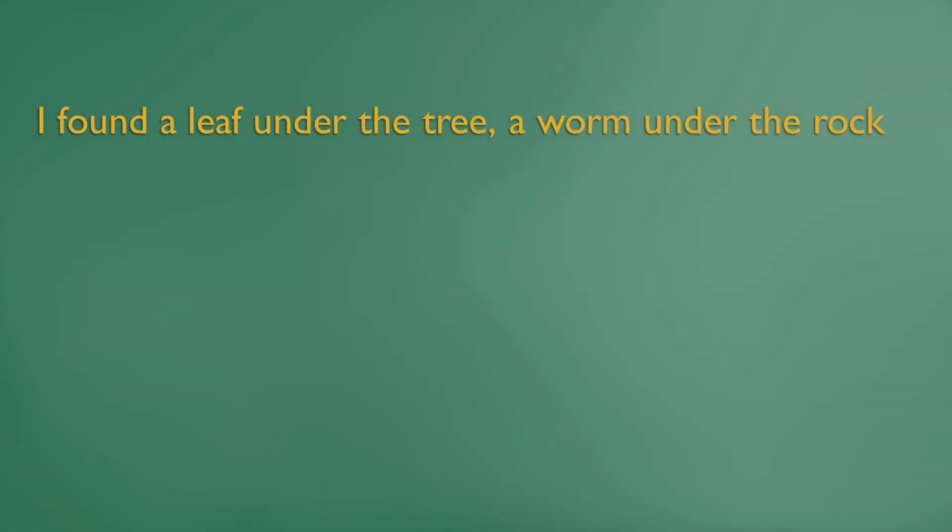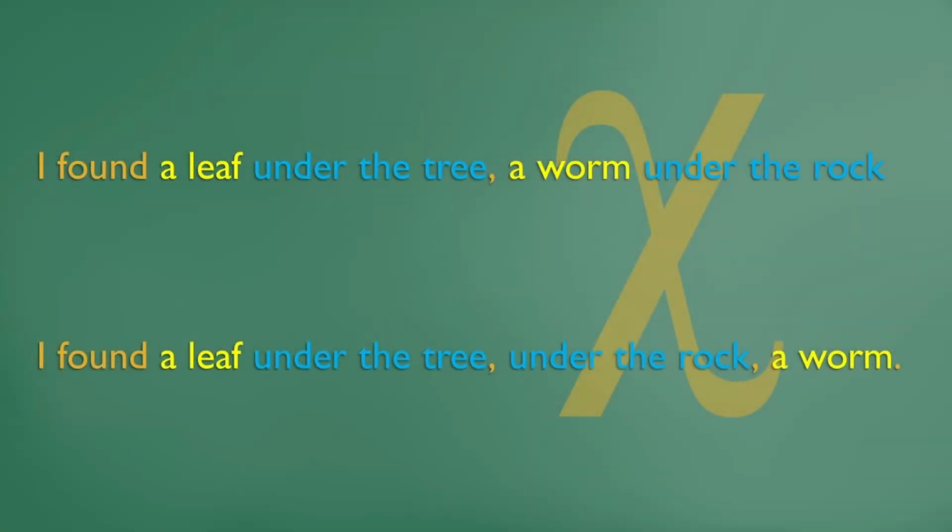Now, when it comes to words, rather than having two phrases or clauses repeat their structures exactly, the second repetition is an inverted copy of the first, still following our ABBA pattern. You might have a regular old sentence like, I found a leaf under the tree, a worm under the rock. And then you could give it the chiastic treatment, turning it into, I found a leaf under the tree, under the rock, a worm. See that twist?